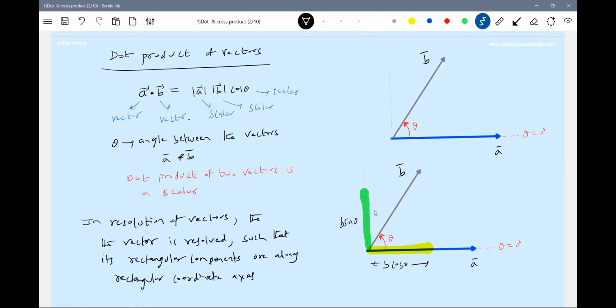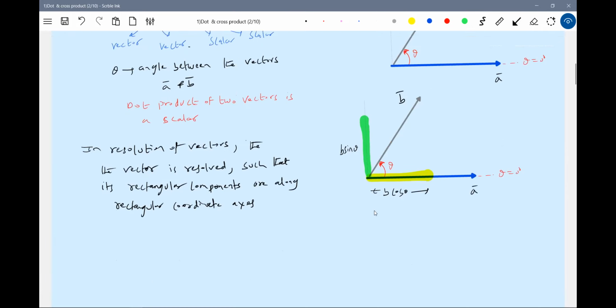This is what happened. Now what are we going to do? I'm going to resolve a vector such that one of its components will be along vector A bar, and the other will be perpendicular to that. I'm not bothered about this B sin theta, I'm bothered about this B cos theta. So what is the use of this? What is the component of vector B bar along A bar? It is B cos theta. Can we find that out? Yes, that's what the formula says.